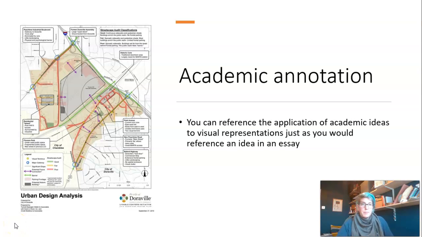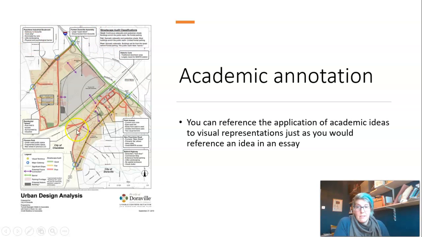The final cherry on the top in terms of producing a really good analytical map is to include academic annotation. Here is a professional piece of spatial analysis, and although you may look at that and think there's no way I could do that, actually you could. All of the techniques included in the supporting videos on mapping would enable you to do something not that dissimilar to this. The final thing I want to talk about is academic annotation.